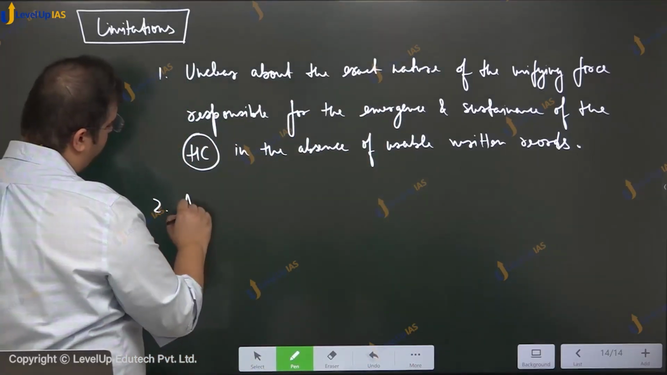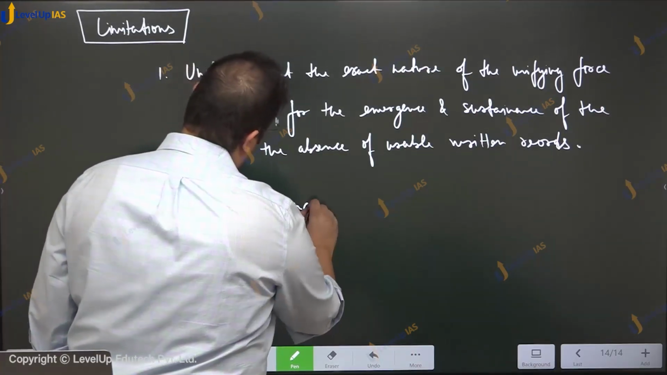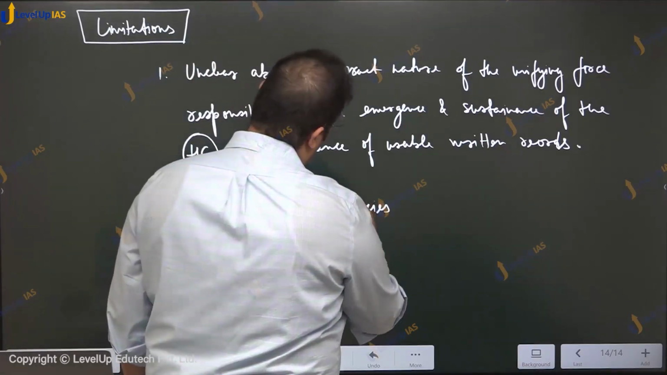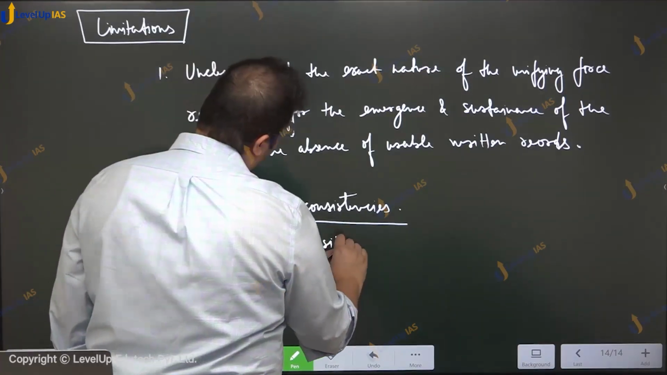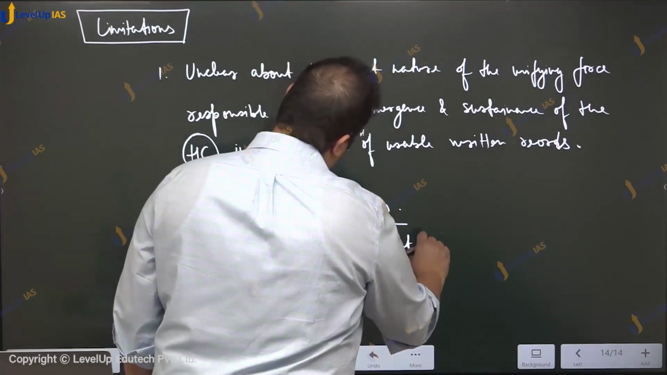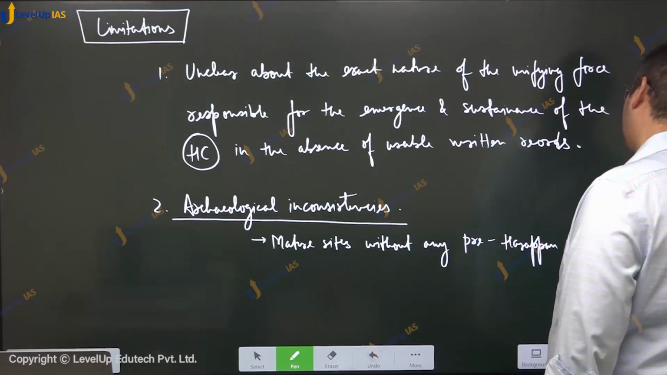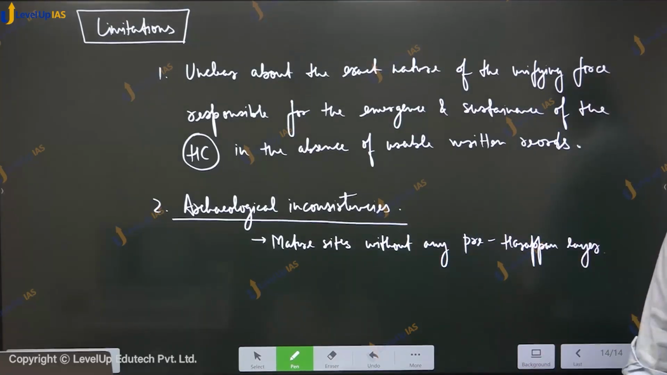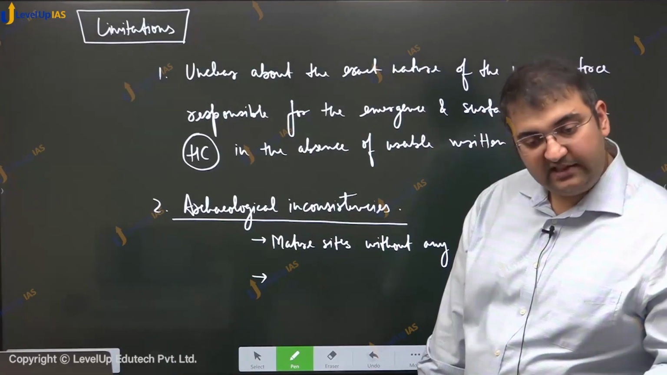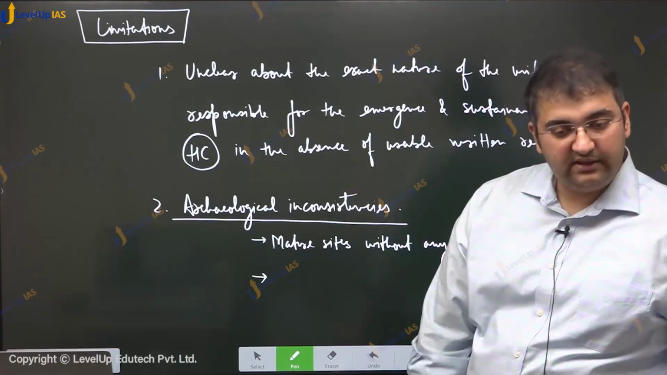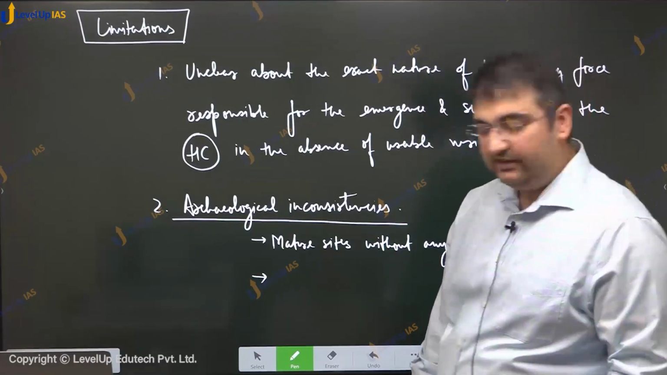Then we also have some archaeological inconsistencies. For example, we have a number of mature Harappan sites without any pre-Harappan layer. They appear to have emerged suddenly out of nowhere. Then we also have certain sites where both a mature as well as a pre-Harappan layer exists, but there is a big gap between them. There is a sterile layer between them. That means after the early Harappan phase, they were abandoned and then they were resettled several centuries later.